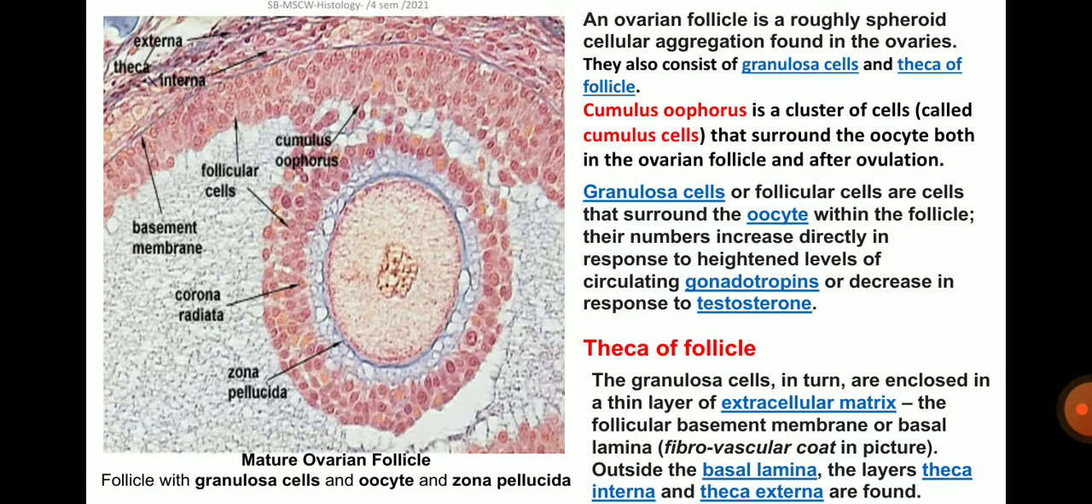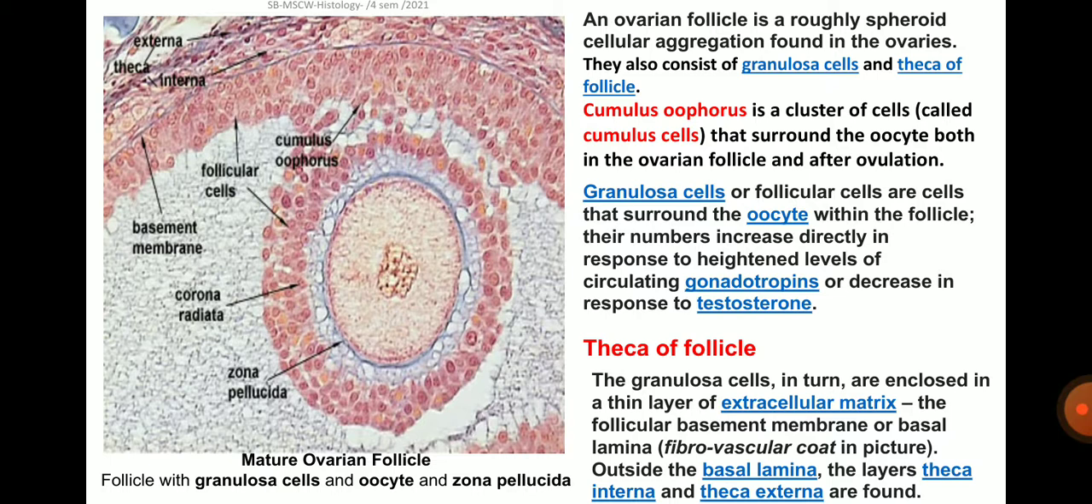The granulosa cells as such, in turn, are enclosed in a thin layer of extracellular matrix, the follicular basement membrane or basal lamina. Outside the basal lamina, the layers called theca interna and theca externa are found. Theca externa is a fibrous layer, whereas theca interna is highly vascular in nature. There is a horseshoe-shaped cavity which is seen, called the antrum, which is found surrounding the oocyte.